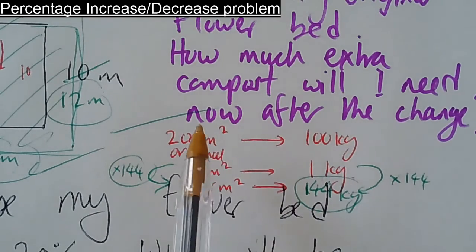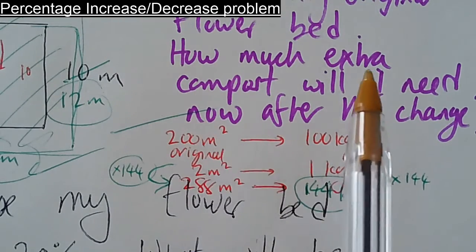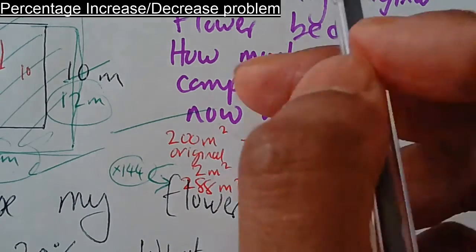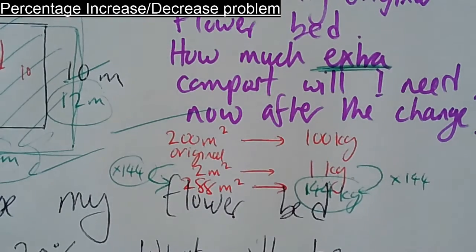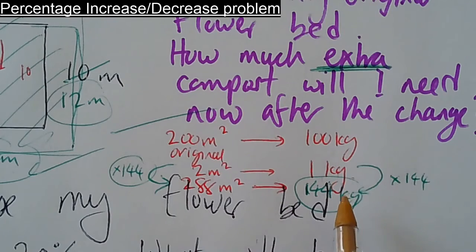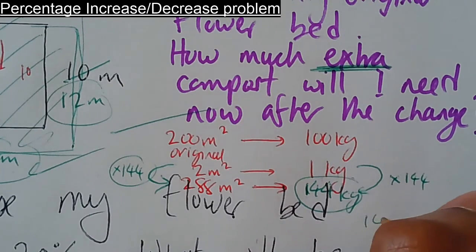So to answer the question, how much extra compost will I need? Well, I'll need 144 kg of compost, but it's asking how much extra from the original amount. So to work out that, I need to do 144 take away 100. That's 44 kg extra.